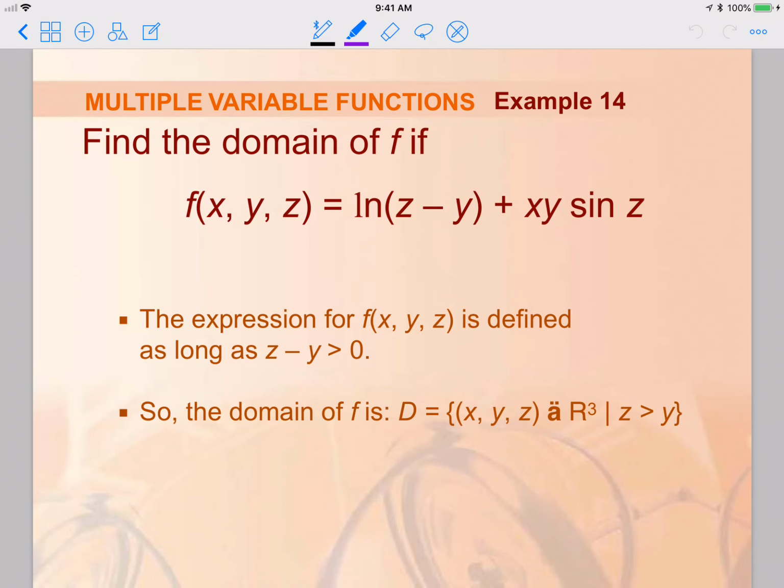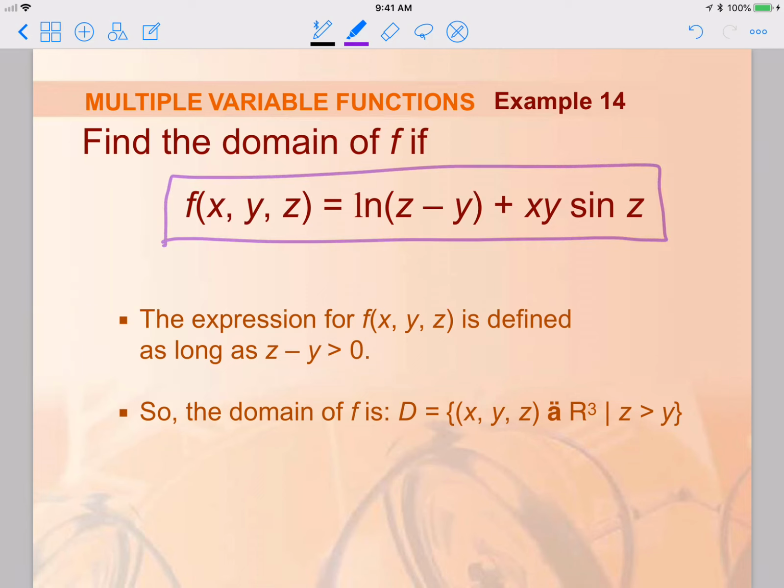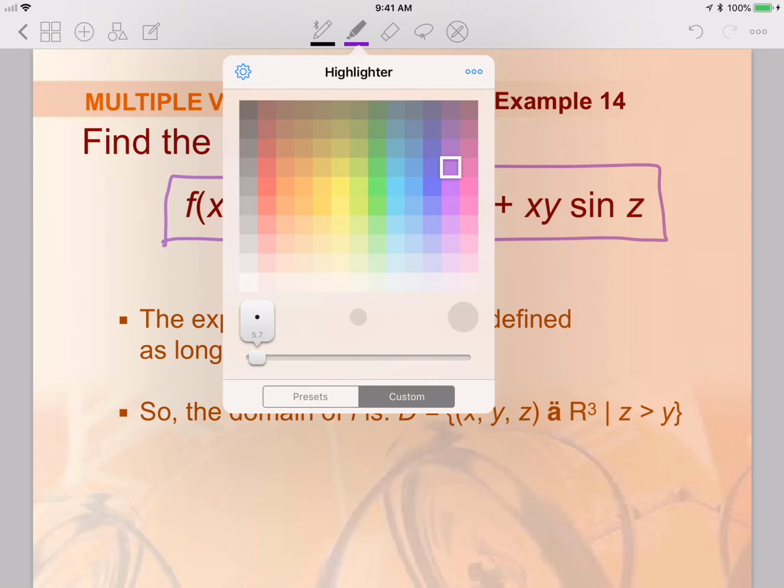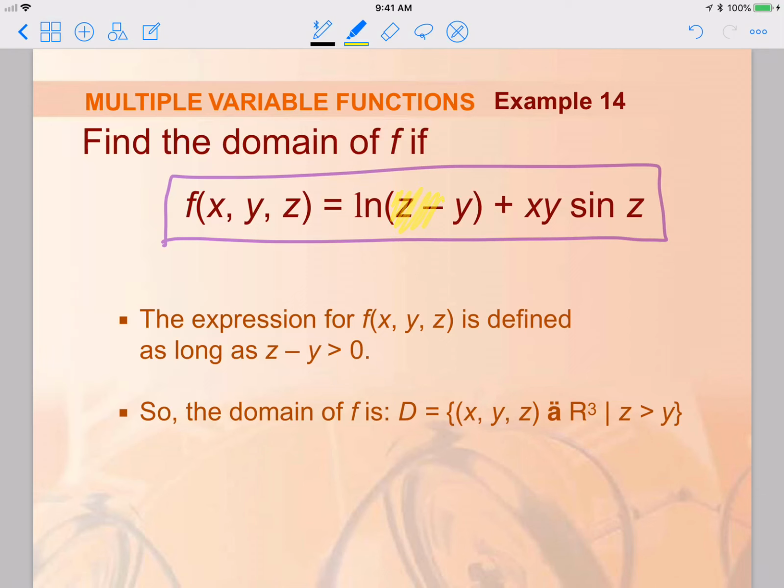Here's an example of a function. Find the domain if this is the algebraic formula of your function. First thing we see is that we're going to need z to be bigger than y, because you can't take the natural log of 0 and you can't take the natural log of a negative number. So we need z minus y to be bigger than 0. z needs to be bigger than y. And that's about it because you can take sine of anything, right? So the domain is the set of points x, y, z in R3 such that z is strictly greater than y.